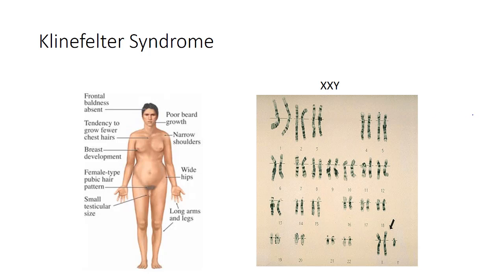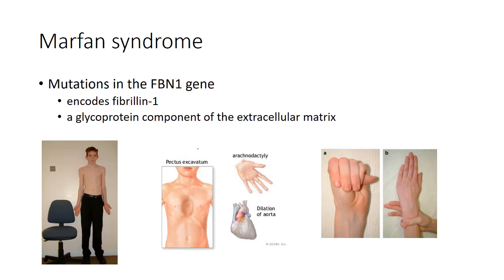Klinefelter is XXY. You have 47 chromosomes. You may have one or more extra X chromosomes, and there are several findings that are associated with it. You have fewer chest hairs. The boys tend to have more breast development, small testicular size, and they tend to have long arms and legs and narrow shoulders. But they are quite tall for their population.